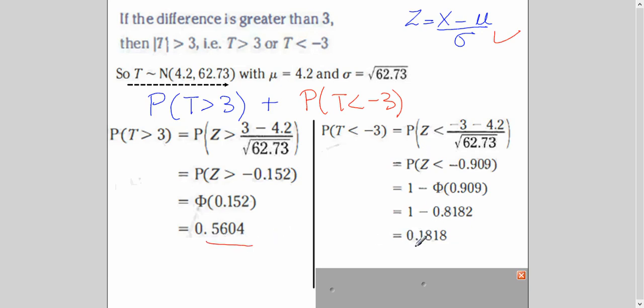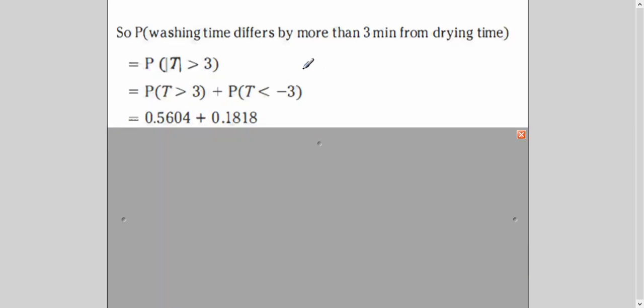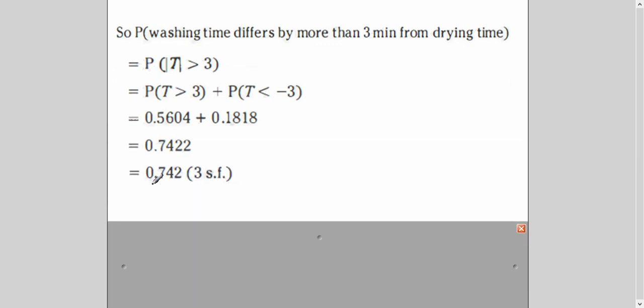So you got two probabilities here and you have to add them up to get the answer: the probability that the difference of wash time and drying time is greater than 3. After adding up, you get this answer. So the probability of washing time differing by more than 3 minutes from drying time, this is your final answer.